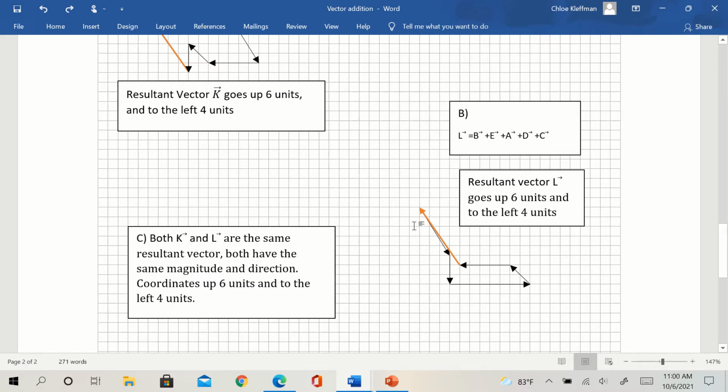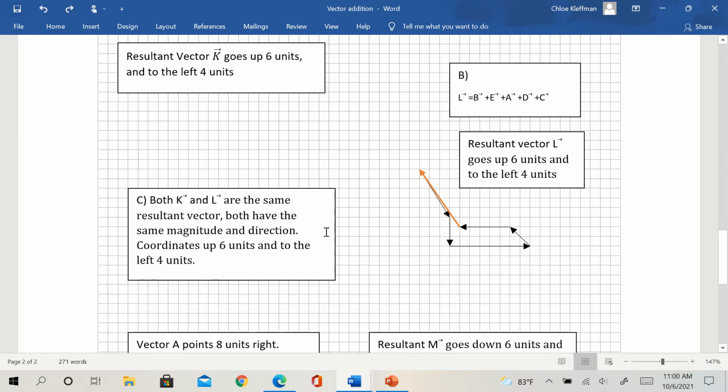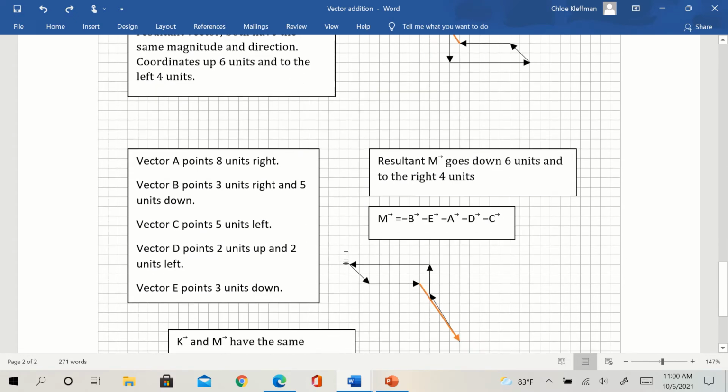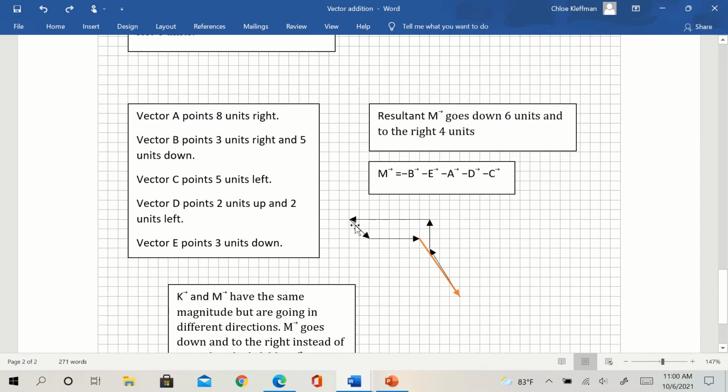to give us our resultant L vector. And we find that both of these resultant vectors, both K and L vector, are the same because they both have the same magnitude and direction. They both have coordinates that are up 6 units and to the left 4 units. We're then asked to find a resultant M vector.